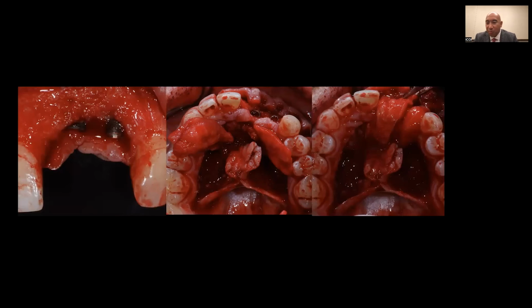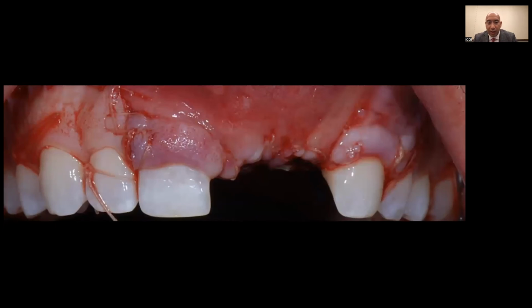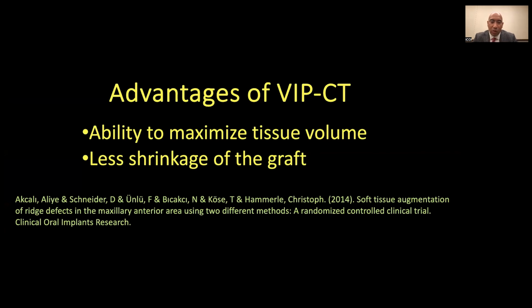When you look at this, you can really see the benefit of doing 2 of these grafts, one on the right, one on the left, and folding them over the implants. I'll keep the healing abutments on, that way they'll give me a little extra height, and then we'll suture them in place, coronally advance the flap, and let's watch it heal.